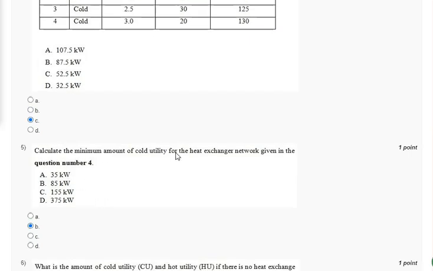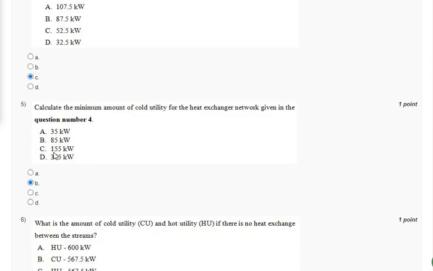Calculate the minimum amount of cold utility for the heat exchanger network given in the question number 4. So here the right answer will be 85 kilowatt.